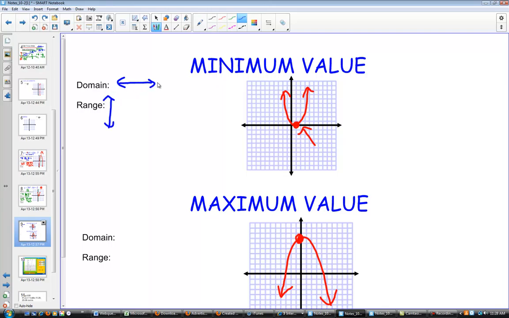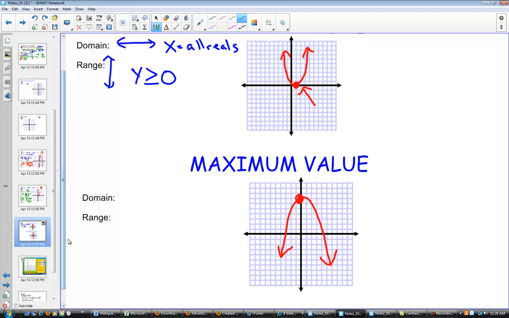So we need to describe the domain. The domain is X, and what can my X's be? My X's can be anything, can't they? Because this is going to keep going out and out and out. So X can be all reals. My Y, though, cannot be below 0. That's my minimum value. So Y is going to be greater than or equal to 0.